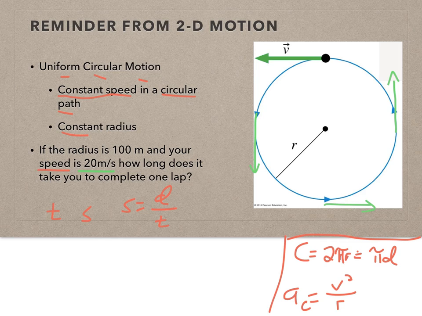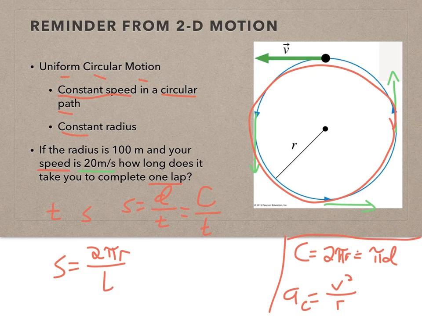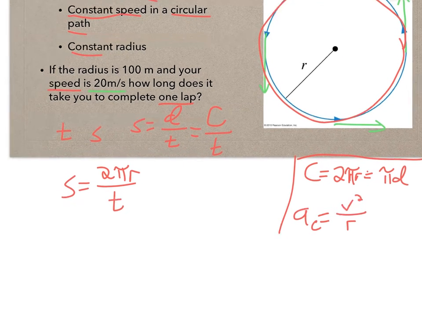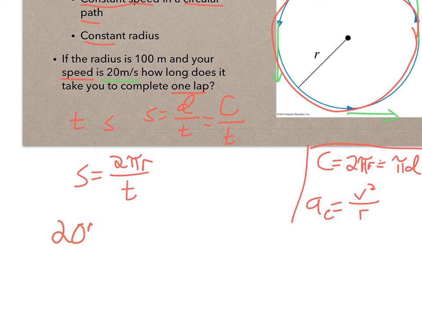So we're talking about one lap. What's my distance for one lap around the track? That's the same as the circumference, I'll use capital C, divided by time. Circumference is 2 pi r, so I'll take that C and make it 2 pi r, and that's divided by the time. So let's plug in some of the values here. Speed is 20 meters per second, and we have 2 pi and r, the radius, is given to me as 100. And that's all divided by t. We're going to have to solve for t right here. So let's get the calculator out and see what this is.